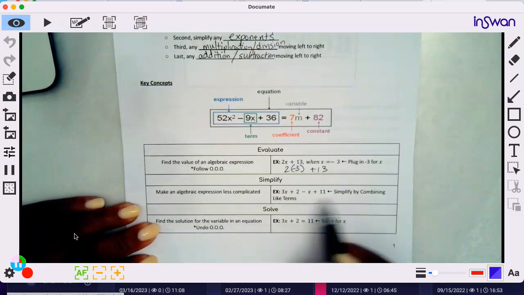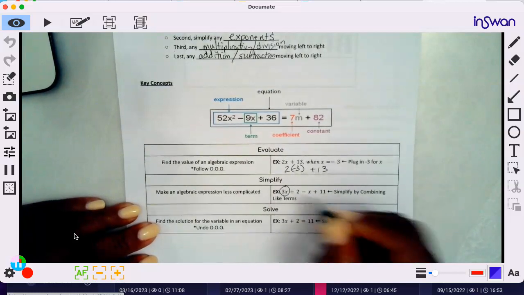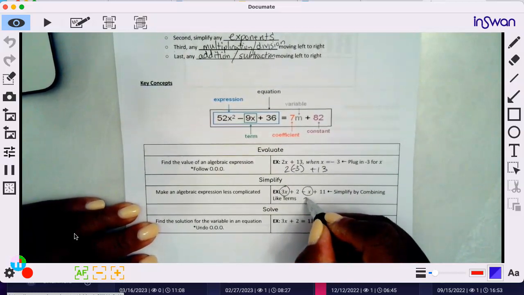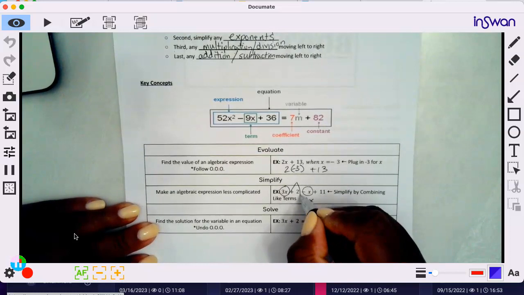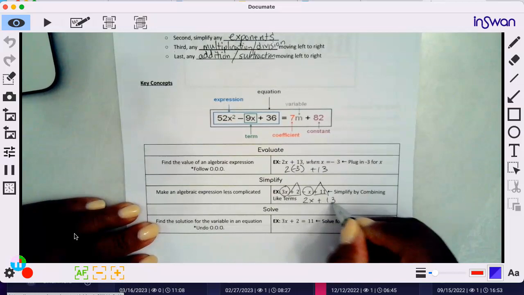Here, simplifying, it says make an algebraic expression less complicated. You're going to simplify here, 3x plus 2 minus x plus 11. Here you're just going to combine like terms. So you're going to combine the 3x minus the x, so that will give you 2x. You're going to find a positive 2 plus 11. That's going to give you plus 13.